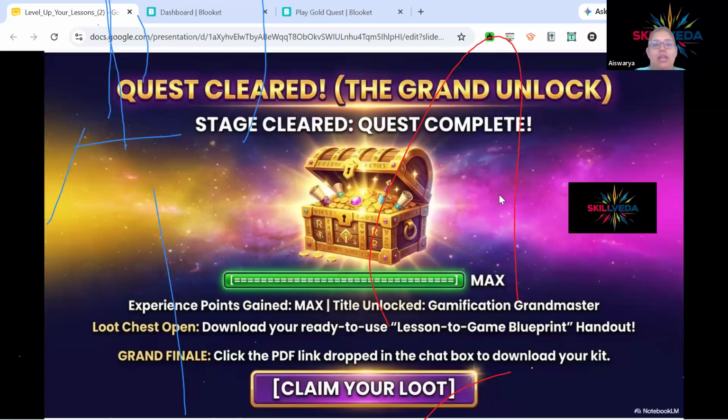Not just online, you can even have a lot of offline games to work with. So last, as I said, I'm going to give you that loot for you. So you're going to claim that loot from me. And so all these are put into a PDF and I'm sharing it with you in the chat box.